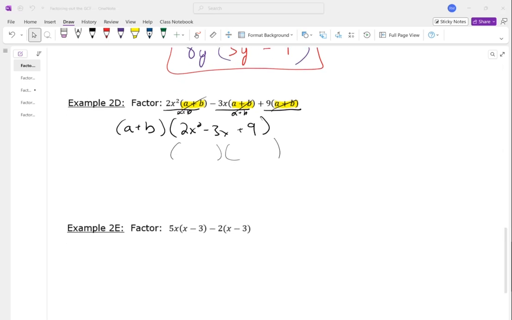Here, again, we have our x minus 3 that is in common. And what that would leave us, if I divide by the x minus 3 on both of these, would just be 5x and minus 2. So that is how we factor out the greatest common factor.